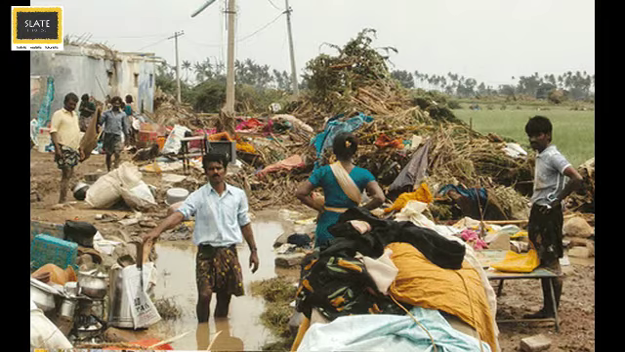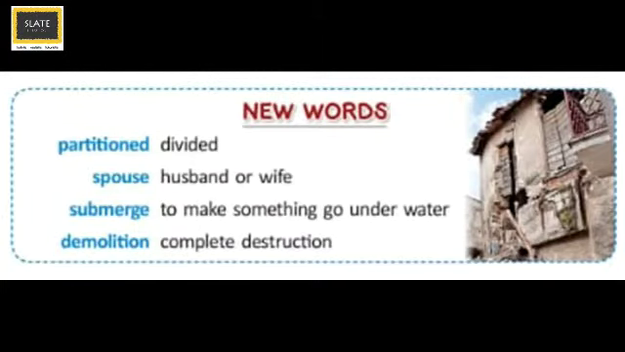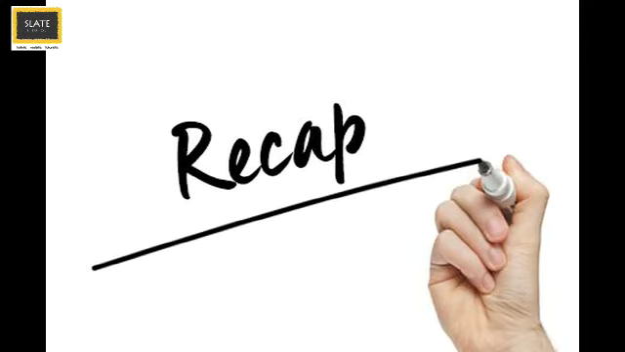Now, let's get back to the textbook again. Please focus on page number 193. New words. Partitioned means divided. Spouse, husband or wife. Submerge, to make something go under water. Demolition, complete destruction. Now, we will also recapitulate all the new words we have learnt in this chapter.